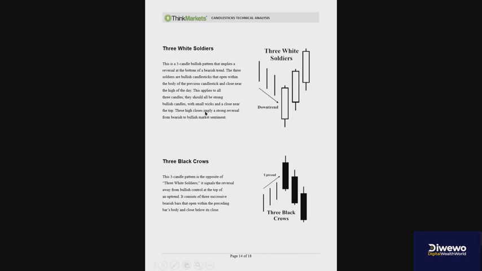This implies a strong reversal from bearish to bullish market sentiment. There was a bearish move before, and then you see this. So it means the market has a very strong reversal. The bulls are now in the market. So let's go to three black crows. This is just the opposite of this one. There's an uptrend, and then you see these black candles. It means the bears are now taking over the market.